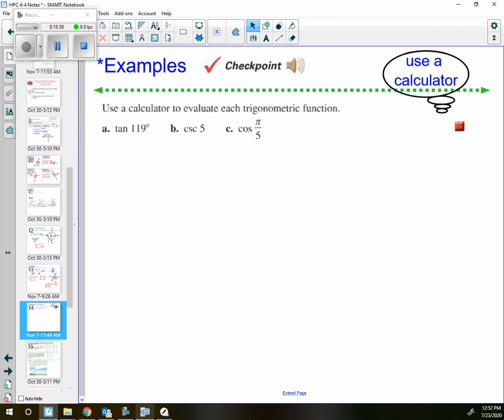Okay, our last little piece to deal with today is just making sure you can use your calculator if you're asked to evaluate any trig function, no matter if it's degrees, radians, whatever. So let's just double check. Be careful on your mode.